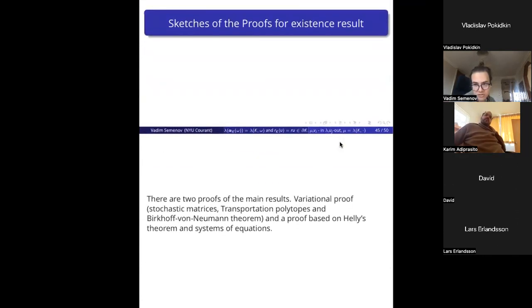Okay, so in the last 5 minutes, I will do sketches of the proof. I obtained 2 proofs of this result. One was the original proof, a variational proof. And another proof is based on a system of equations and Helly's theorem. The second proof is a very discrete proof, but the problem with it is that it becomes, in some sense, too notationally complicated in the most general way. But the variational proof actually gives you a lot of geometry behind it, and it obtains the biggest result.